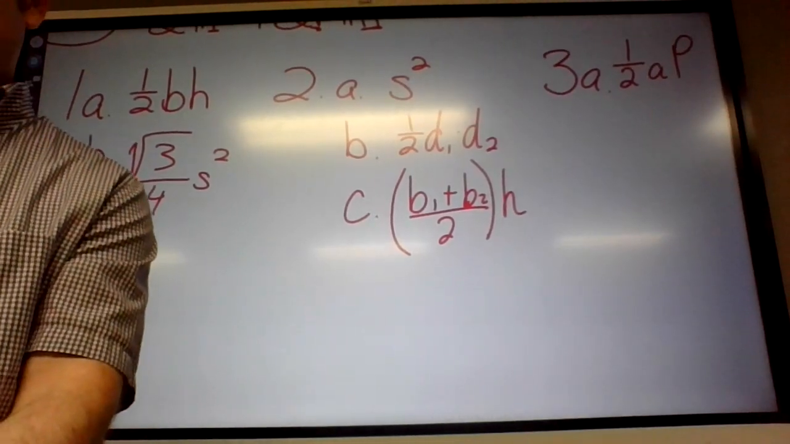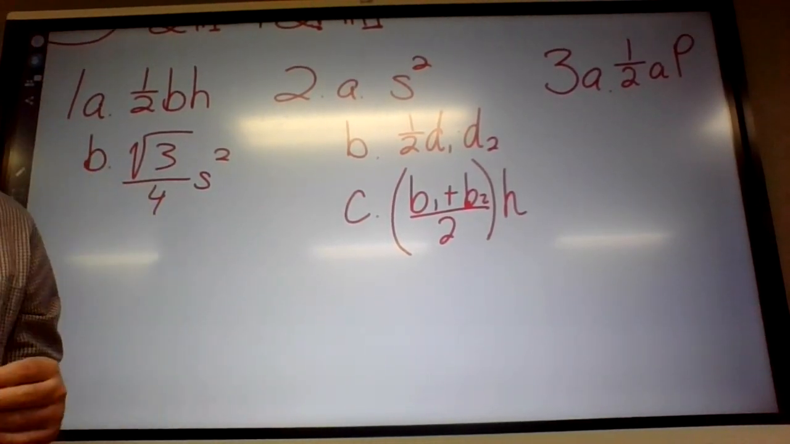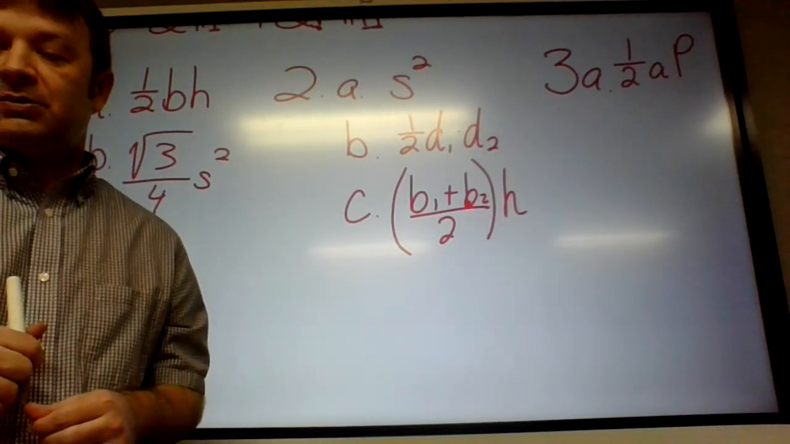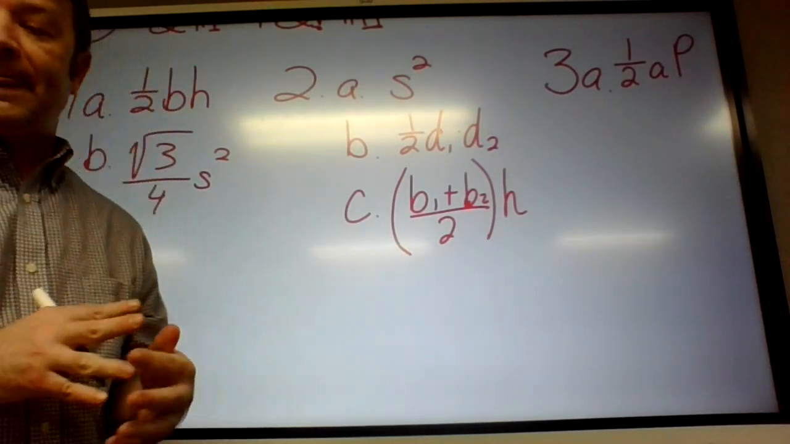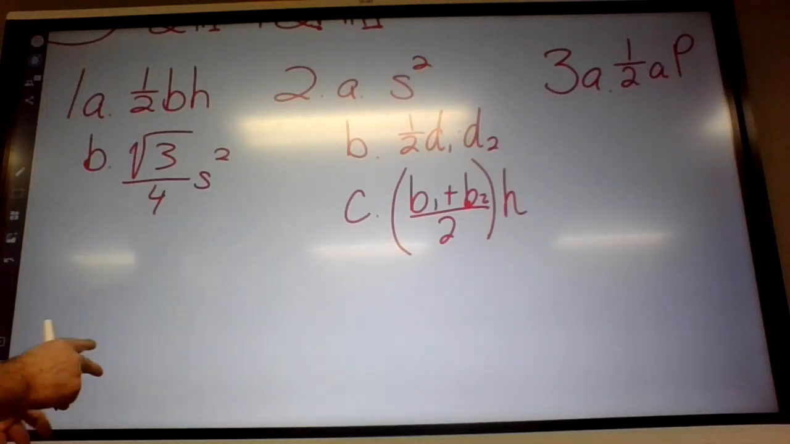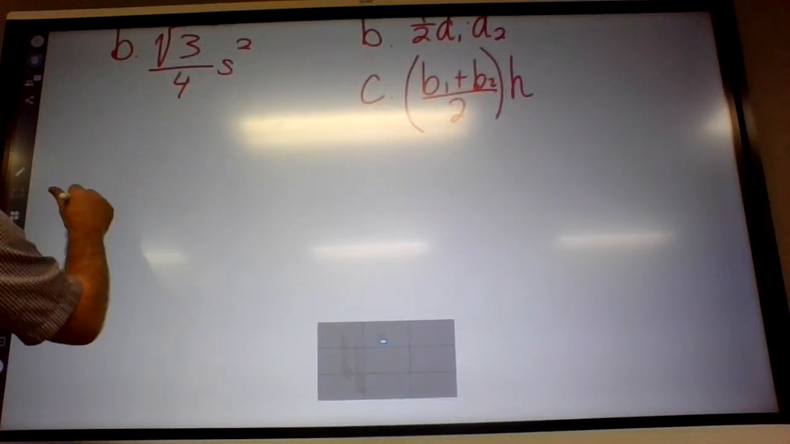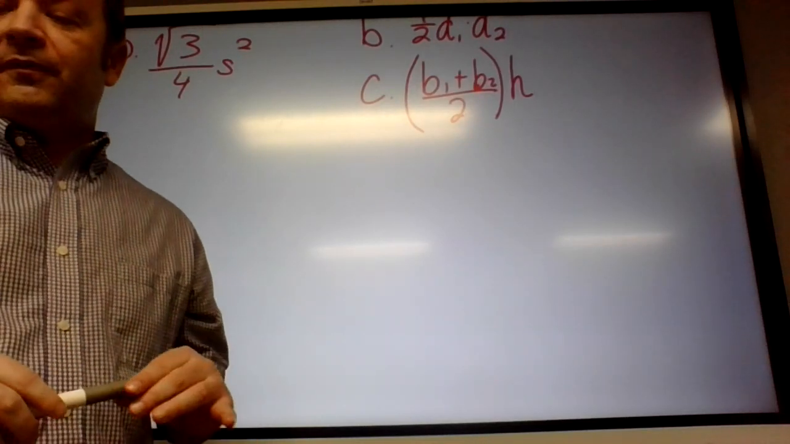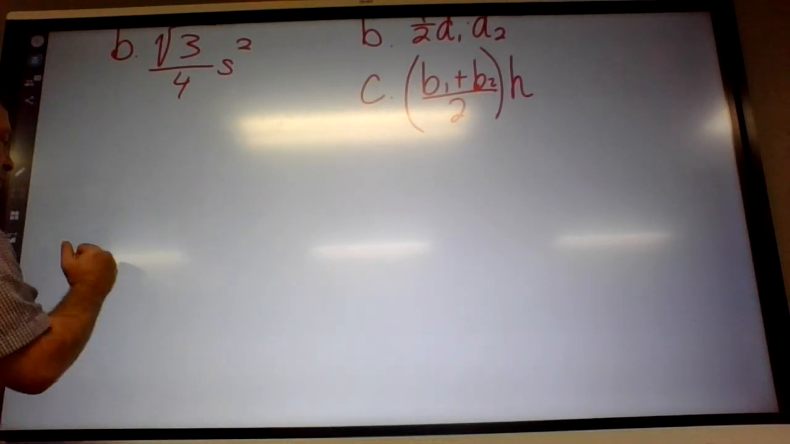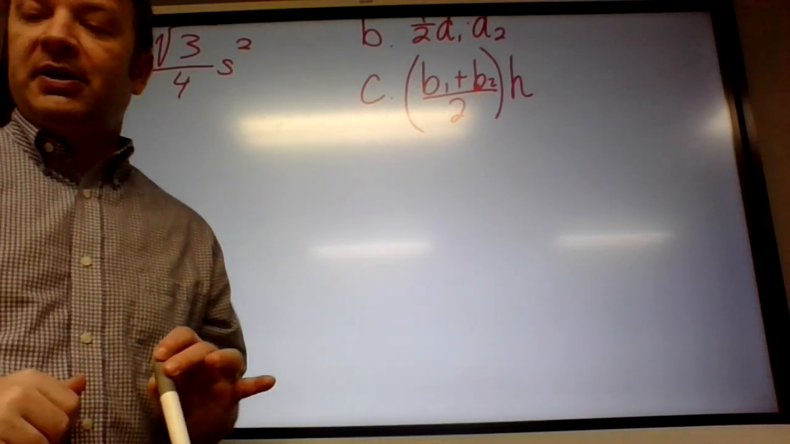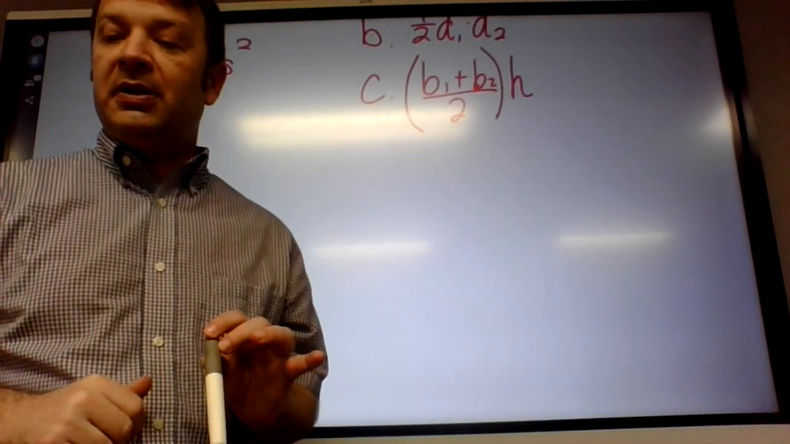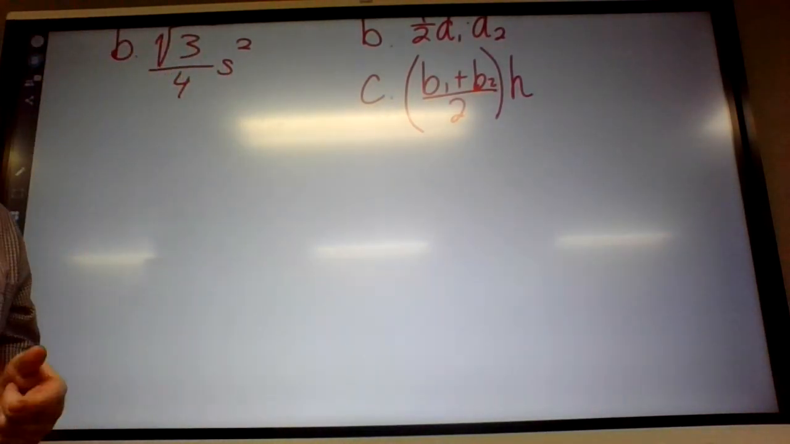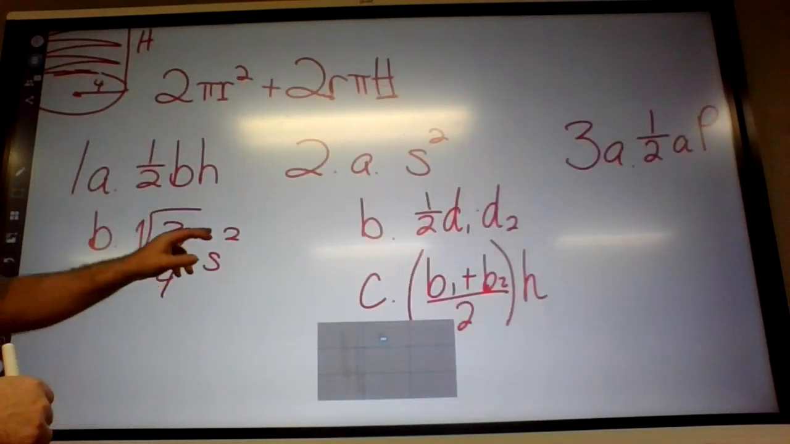Okay, number 4. Find the area of a base and the lateral surface area of each figure. Assume the bases are regular. Okay, so we're not finding the total surface area, we're just kind of finding the parts. On number 4, the base is a circle, right? How do we find the area of a circle? Pi r squared.